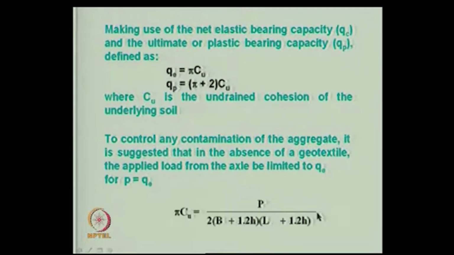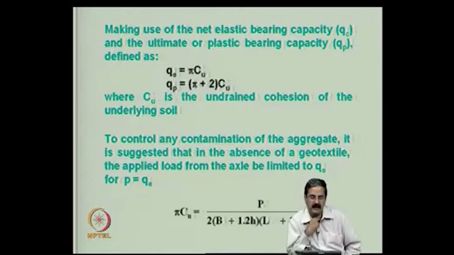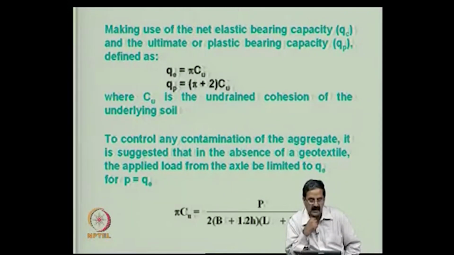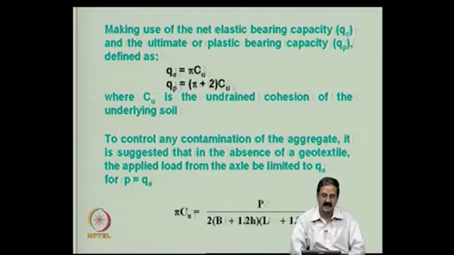As I just mentioned, the elastic bearing capacity is pi Cu, which I call QE. Then QP is pi plus 2 Cu, where Cu is the underlying shear strength of the clay. Now, I do not want any mixing of the aggregate and clay. If I maintain the loads within the elastic range, the soil is elastic and the aggregate is also elastic. So, there will not be much mixing. They come back to their original deformations and I do not have any problem of mixing.